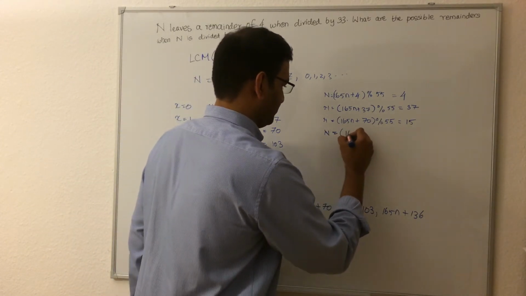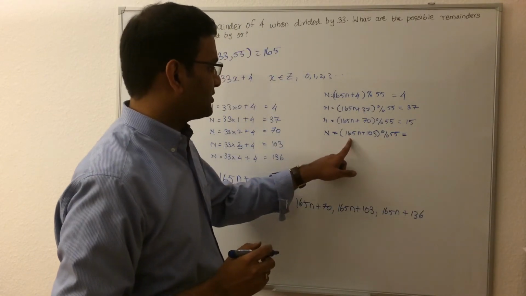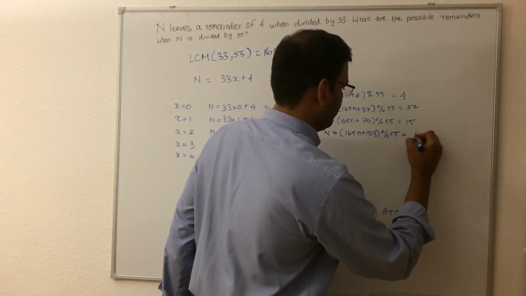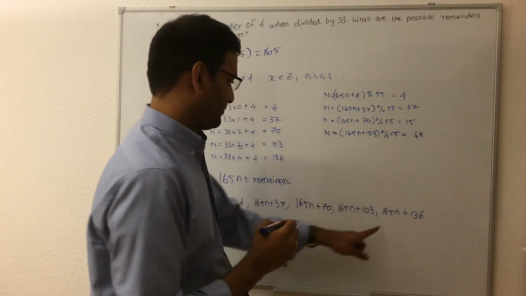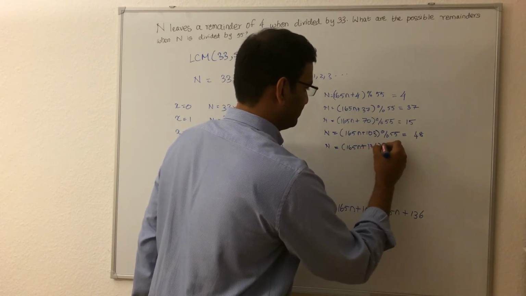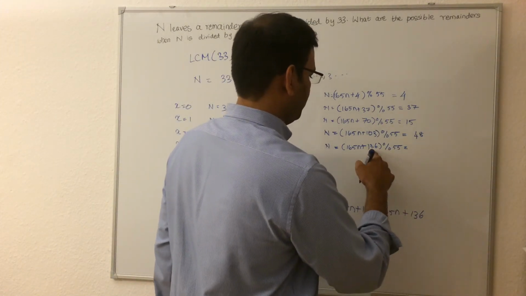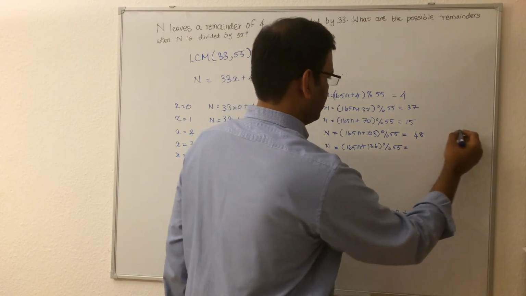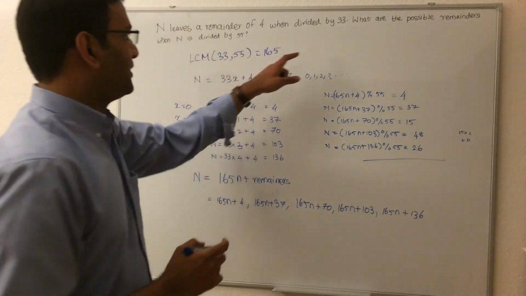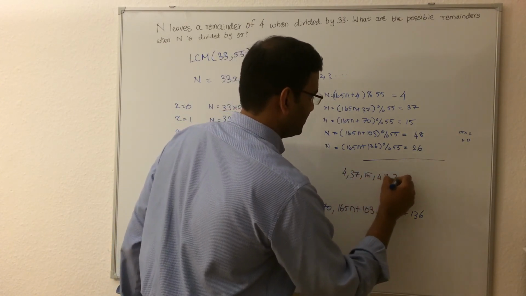Take the next number. So again 165n is perfectly divisible, whereas 103 is not perfectly divisible. So the remainder would be 48. The last number is 165n plus 136. So 55 times 2 would be 110, so the remainder is 26. So the possible remainders when we divide n by 55 would be 4, 37, 15, 48 and 26. So this is the answer.